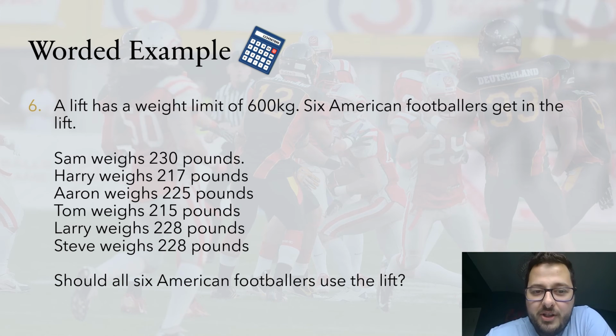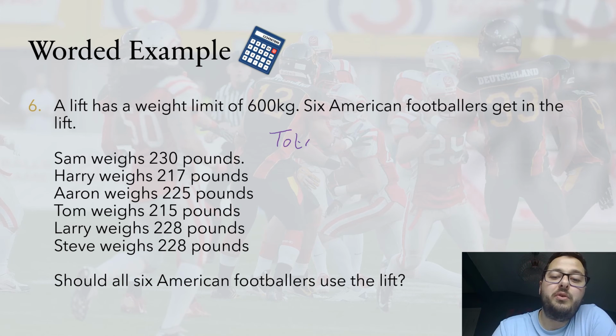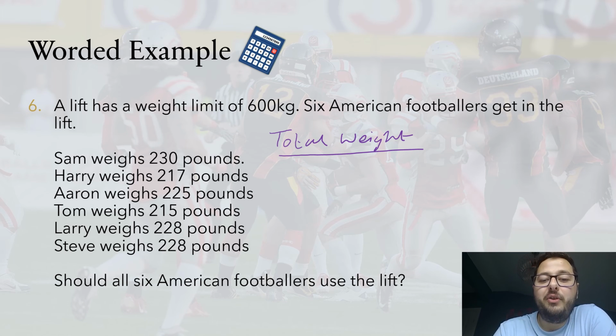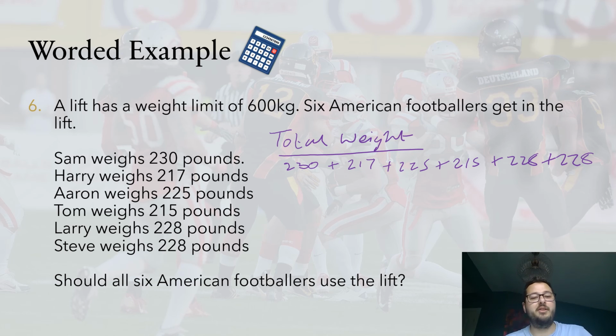Okay, well, the first thing we want to find out is the total weight. That's going to be all this added up. So let's just write it out. It's always good to write your working out. So 230 plus 217 plus 225 plus 215 plus 228 plus 228. Okay, so let's add all these up. We can use our calculator. So 230 plus 217 plus 225 plus 215 plus 228 plus 228.